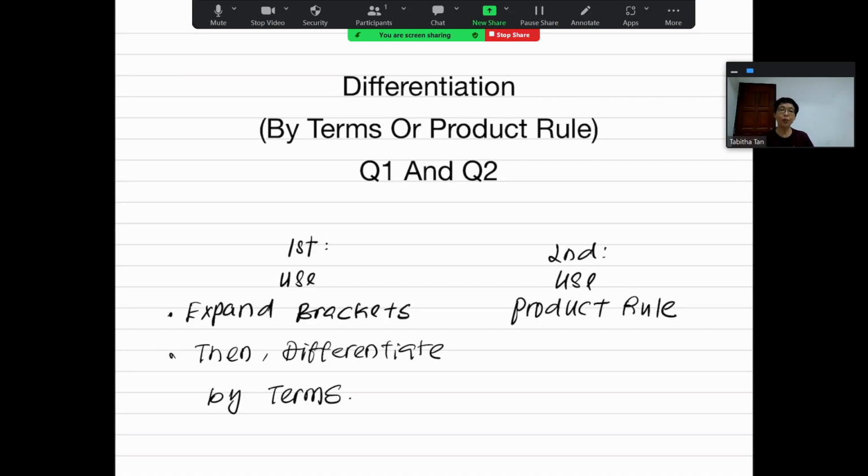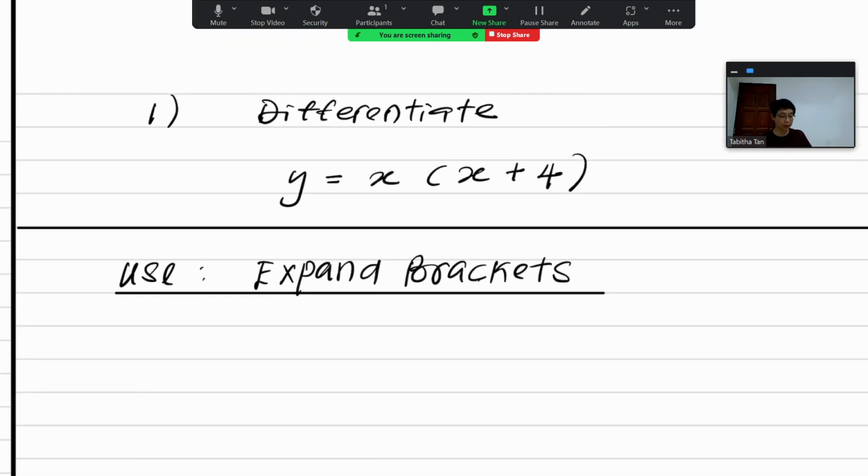Hello, in this video we're going to look at differentiation, and we will do it in such a way that when the equation given to us is like this, where you have a function multiplied by another function, and if you have learned about product rules, we know that commonly when there are two functions multiplying each other, we will use the product rule.